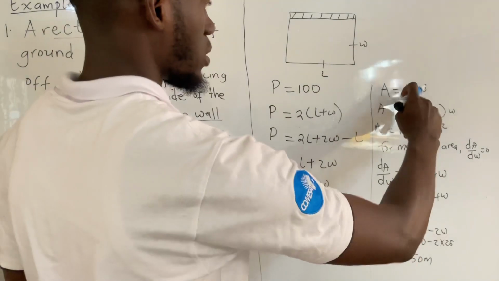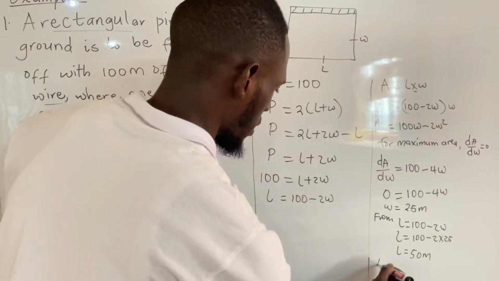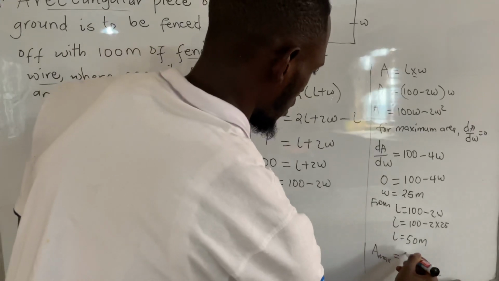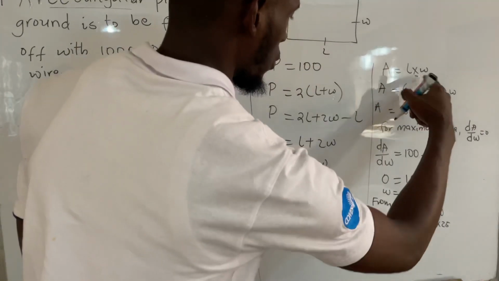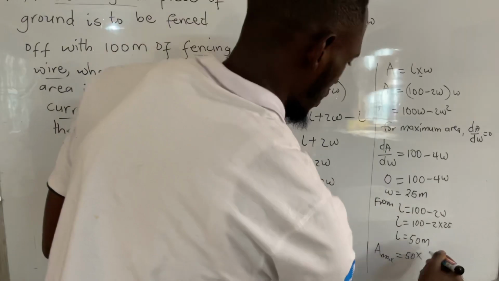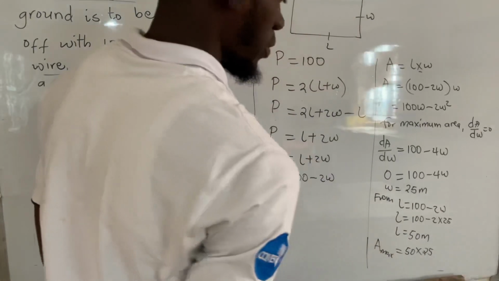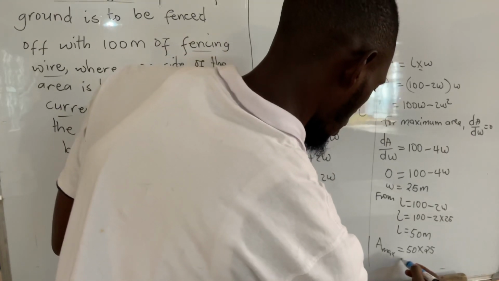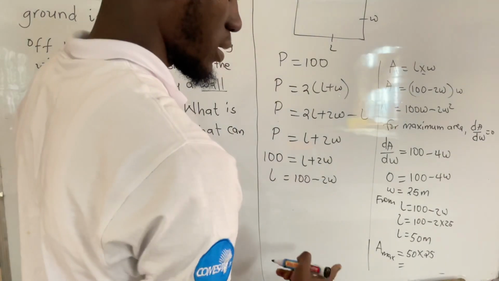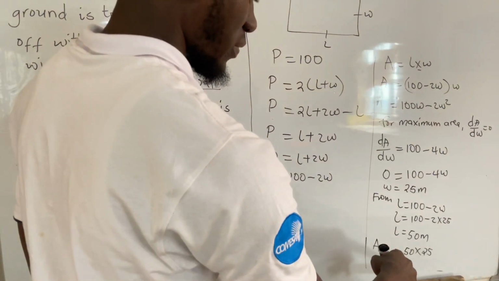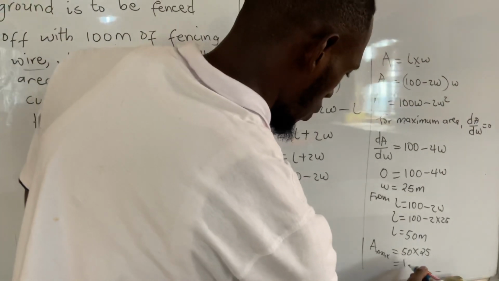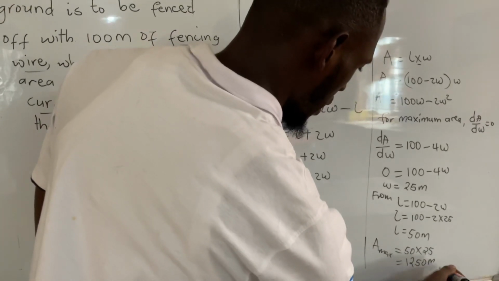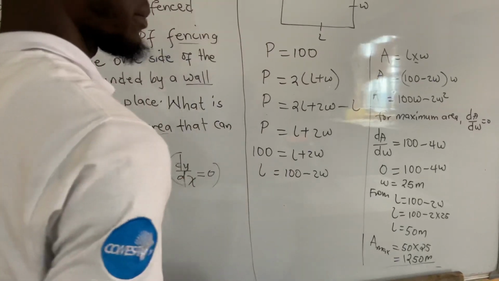Now I can substitute in the formula for maximum area. So for A max, it will be length, which is 50, times width, which is 25, and when I multiply that, I come up with the answer, 1250 square meters. So this is my maximum area.